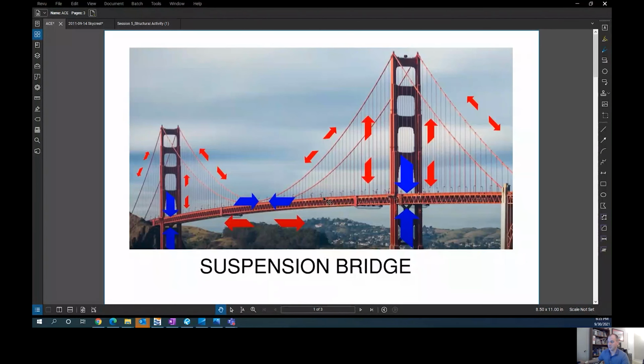We want to start by reviewing some of the bridges that Nehemiah showed in his video and talk a little bit about where tension and compression are in the various members of the various bridge types. So let's go ahead and take a look at those. The first bridge that Nehemiah talked about was the suspension bridge.